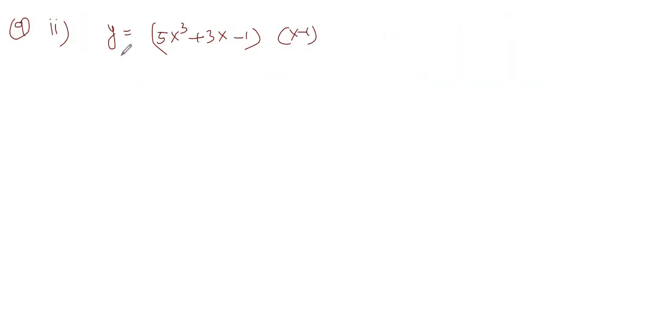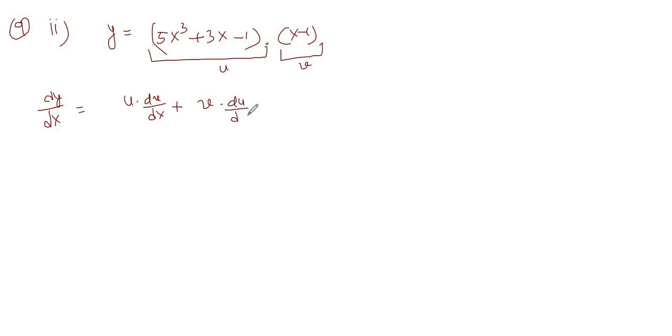Next question. This is the second part. For this question, we can use the u into v method. So whenever there is u into v, the formula is u as it is dv/dx plus v as it is du/dx. This is the formula we have. Perfect. So here, this is u.